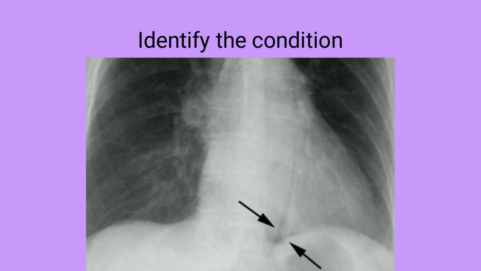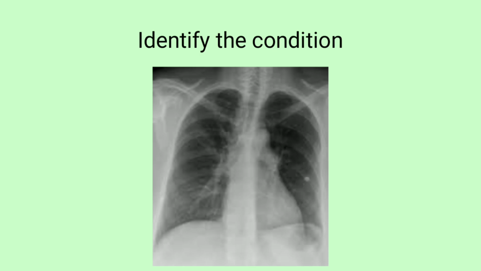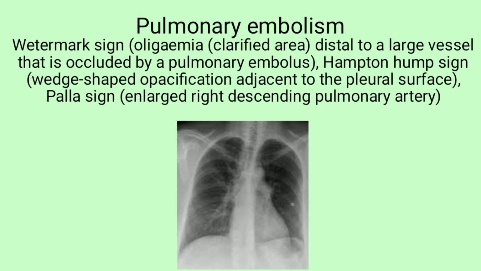Identify the condition. Naclerio V sign is seen in pneumomediastinum. Identify the condition. Westermark sign, oligemia distal to the large vessel that is occluded by a pulmonary embolus, Hampton hump sign, that is wedge shaped opacification adjacent to the pleural surface, or Palla sign, enlarged right descending pulmonary artery, are seen in pulmonary embolism.